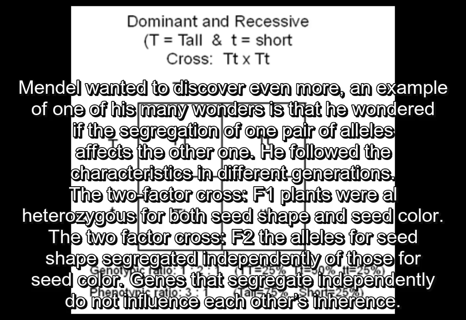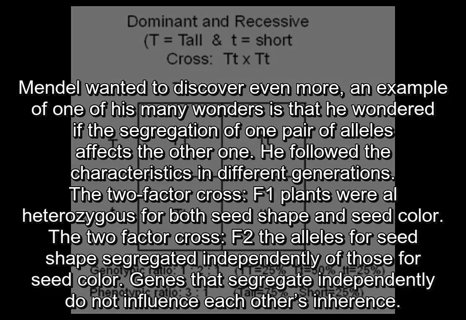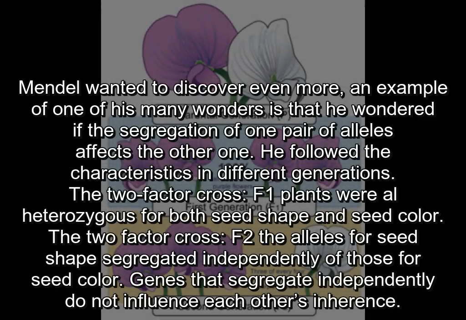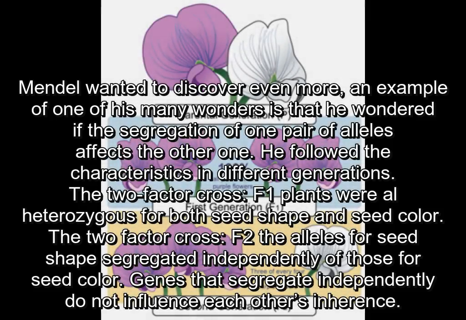Mendel wanted to discover even more. An example of his many wonders is that he wondered whether the segregation of one pair of alleles affects the other one. He followed the characteristic in different generations. In the two-factor cross, the F1 plants were heterozygous for both seed shape and seed color. In the two-factor cross F2, the allele for seed shape segregated independently of the allele for seed color.